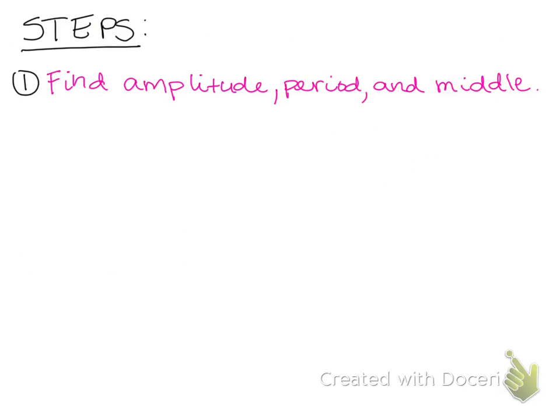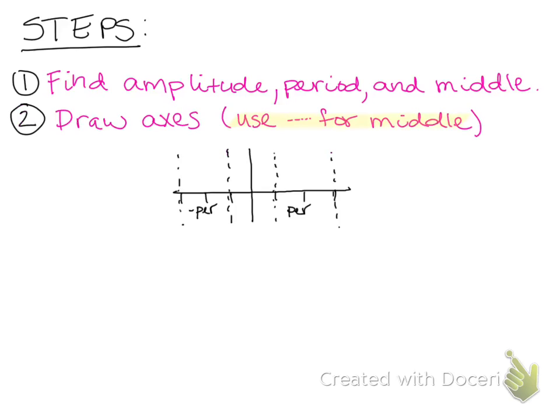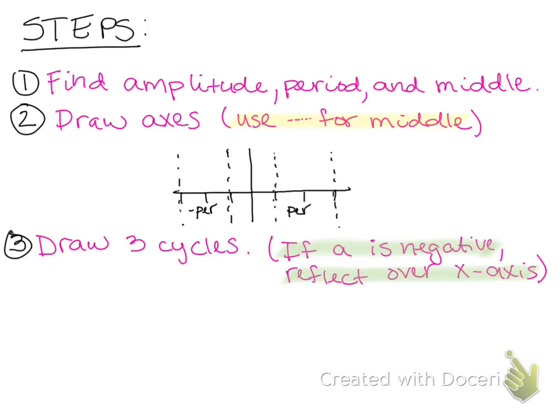Okay, here are the steps. Find the amplitude, the period, and the middle. Draw your axes. Use a dotted line for the middle. Notice on my x-axis, it's divided into 3 parts on each side. The first and third part get the dotted line. The second part gets the period on the right and negative period on the left. Draw 3 cycles. If A is negative, reflect over the x-axis. So it's pretty straightforward, pretty simple for tangent.